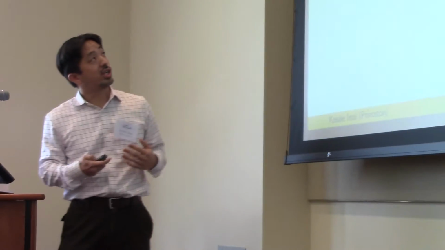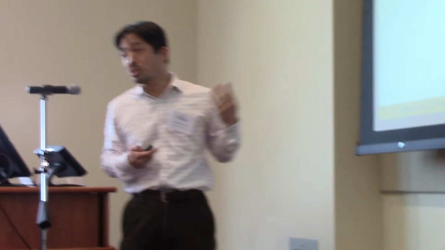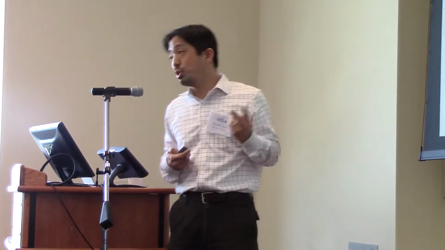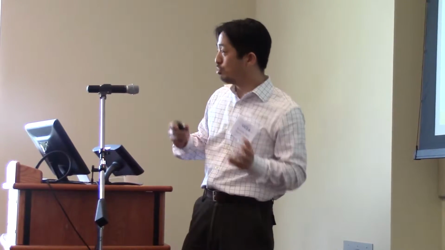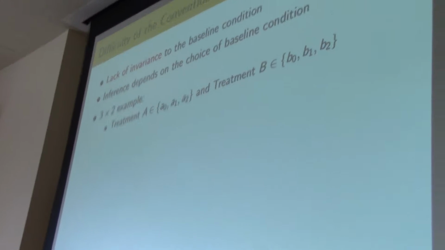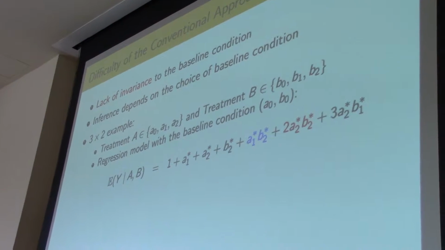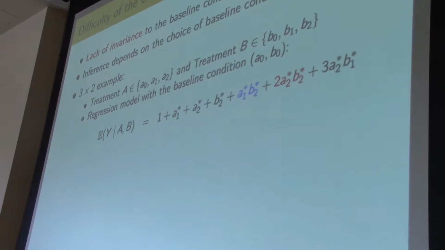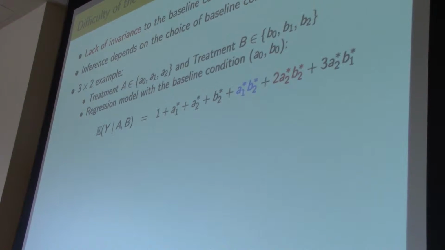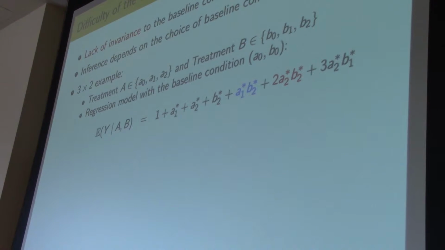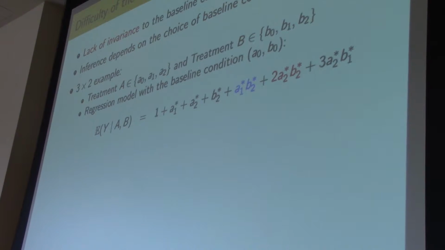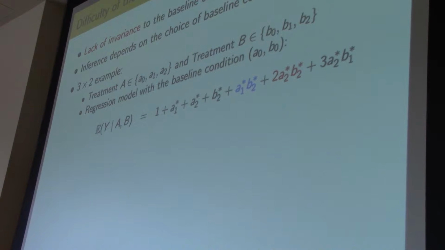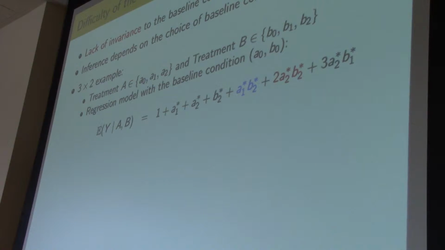Okay? So here's the toy example, a 3x2 example. So there's two treatments, 3 levels. It's not 2x2, it's a little bit more complex, but it's not crazy. Okay? So A takes 3 levels, B takes 3 levels. Suppose the model for the potential outcome, the true outcome model, is just a linear regression, when I pick the baseline condition A0, B0. Suppose this is the actual model that generates the outcome.